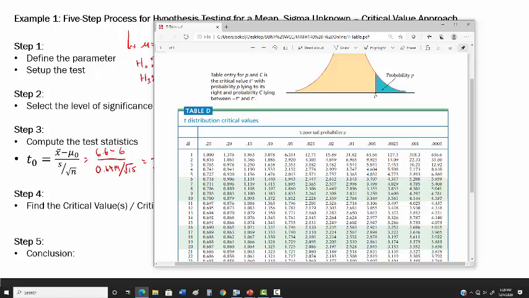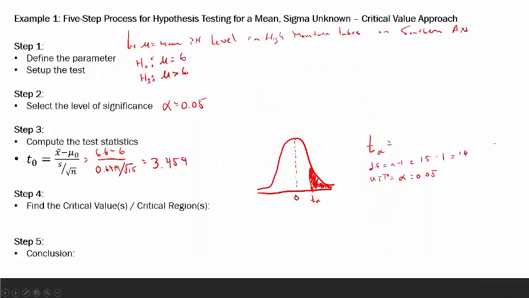So here's what you do. You grab your table. Upper tail probability is 0.05. Degrees of freedom, go down to 14. You go over to where the row and the column intersect. You get the number 1.761. So that's my critical value, and everything past that is the critical region. Here's 0, here's 1.761. This number here is way over here, so it's in the critical region. So what do we do? We reject the null hypothesis.